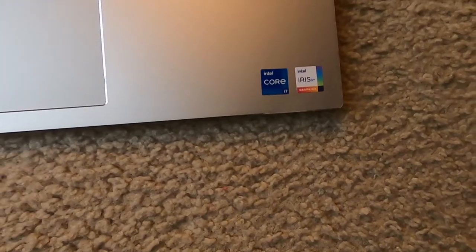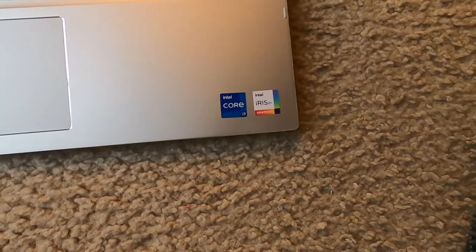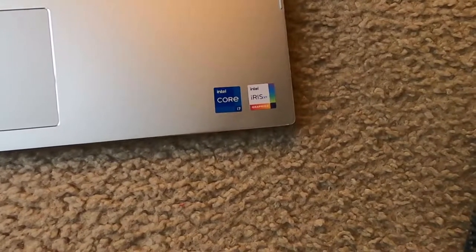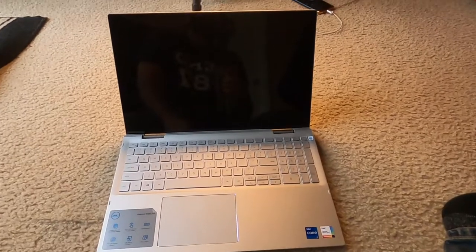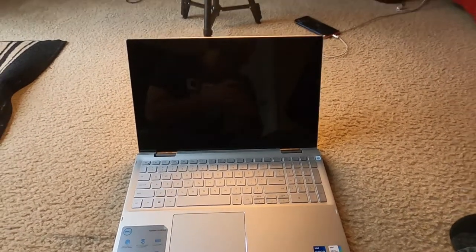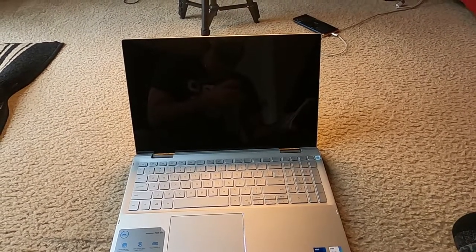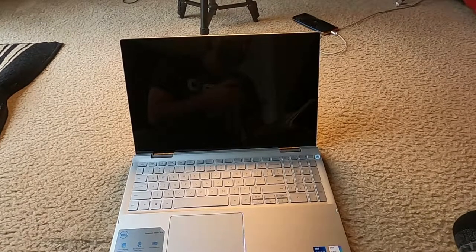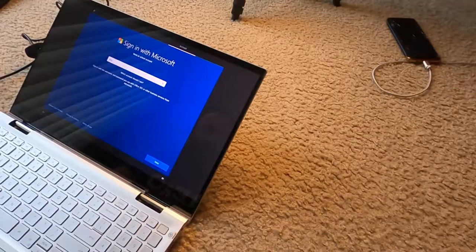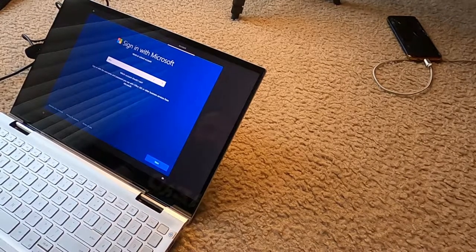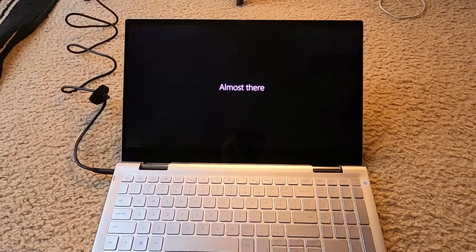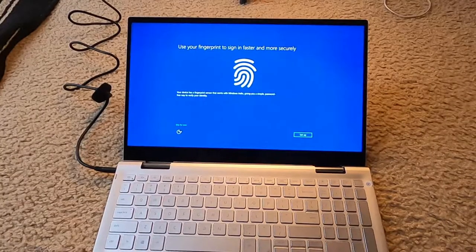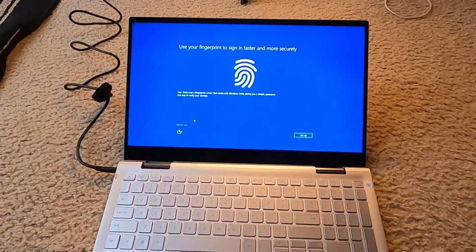And this is an Intel Core i7 11th generation and has Intel Iris graphics. Should be really good. And I'm gonna use this bad boy for my work. So this is the Dell Inspiron 15 inch 7000 series. The exact model is 7506.